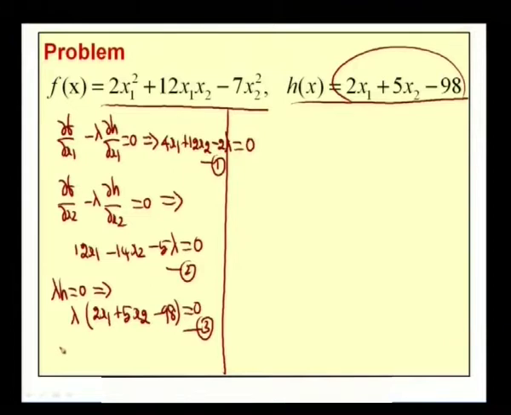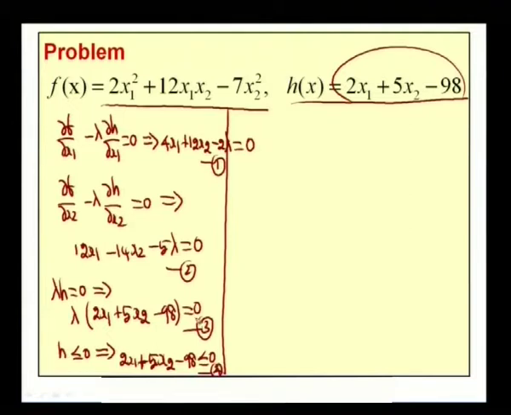Now, our next Kuhn-Tucker condition is h less than or equal to 0. For our problem, h less than or equal to 0 gives us 2x1 plus 5x2 minus 98 less than or equal to 0. We name it as equation 4. The fourth Kuhn-Tucker condition is lambda greater than or equal to 0, where lambda is a Lagrangian multiplier.